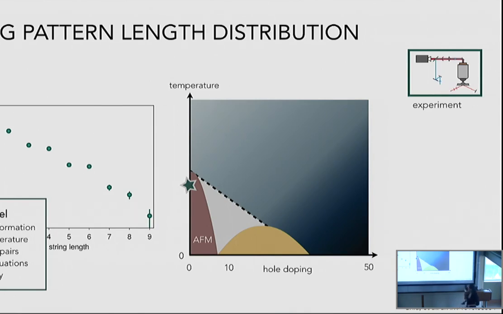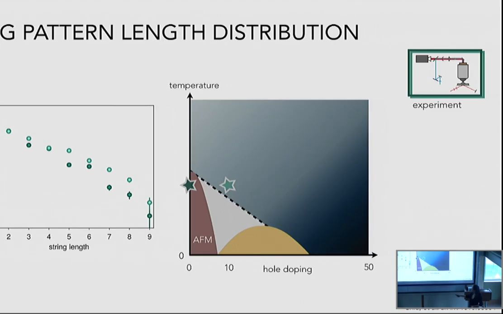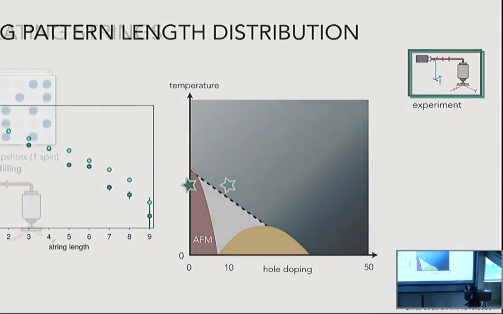So now if we dope the system to, let's say, 10%, we can look at our histogram, and we see that the number of string patterns that we find across all lengths increases, and it's statistically significant. And so at this point, we can, of course, compare to theory.